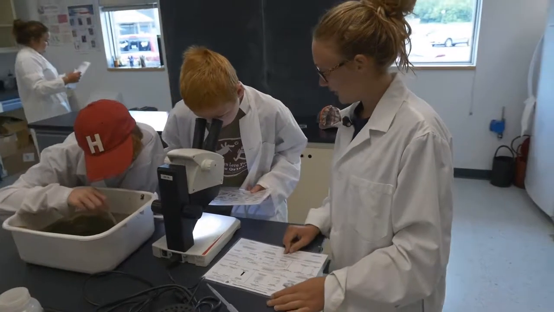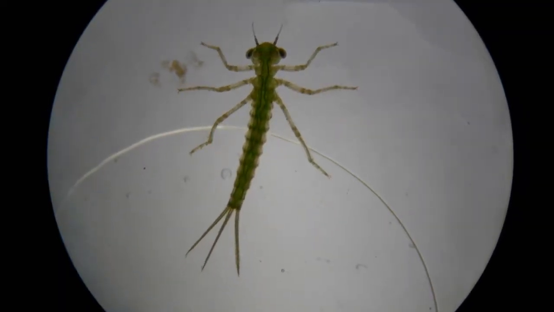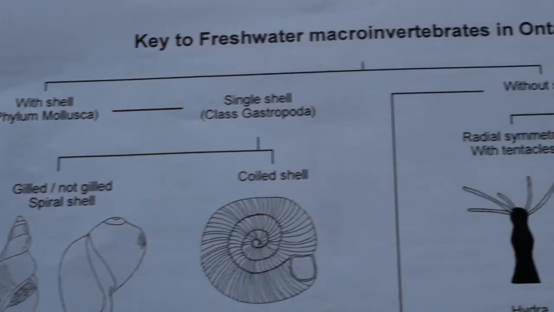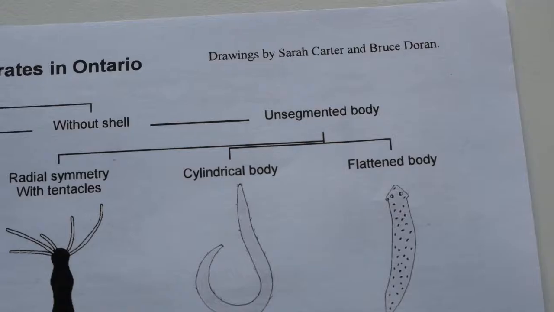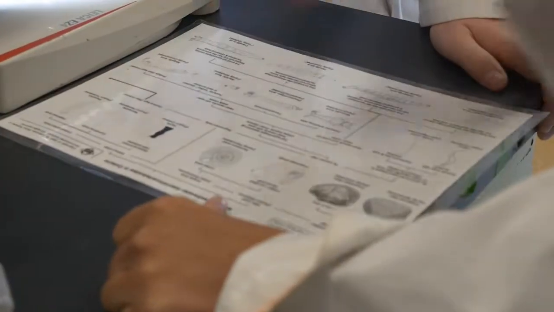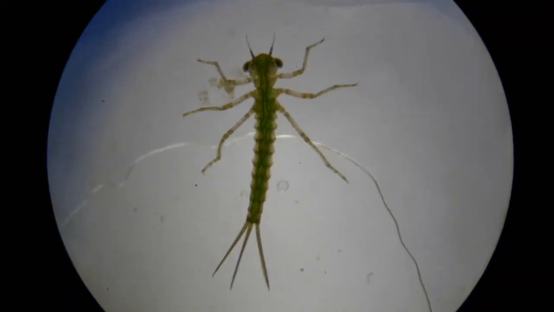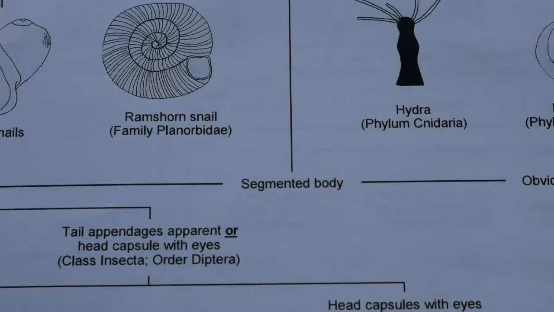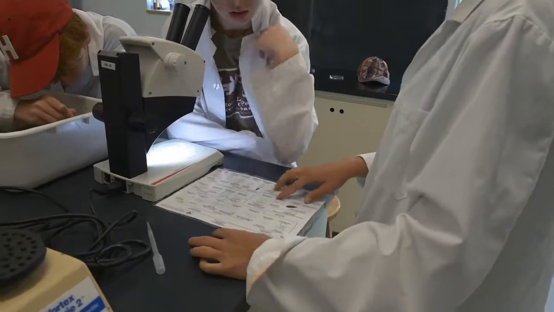So if you're going to look at this, does it have a shell or no shell? Okay, so without a shell. Is the body segmented, so into little sections? It's segmented, yes? Oh, perfect. So you're going to follow down to here. Does it have legs or no legs? Lots of legs. It has legs, eh? So we're going to go over, following the line here, and flip it over.